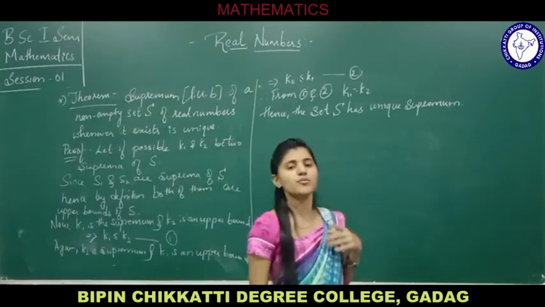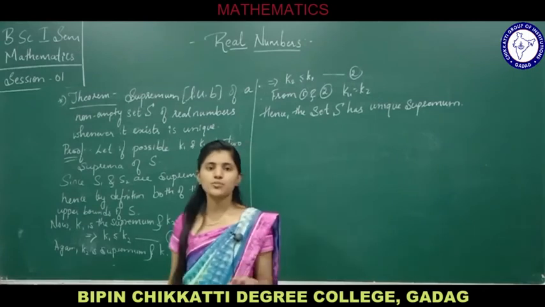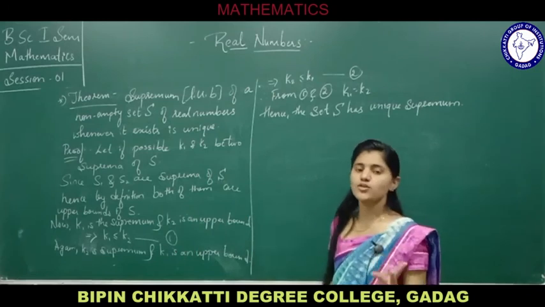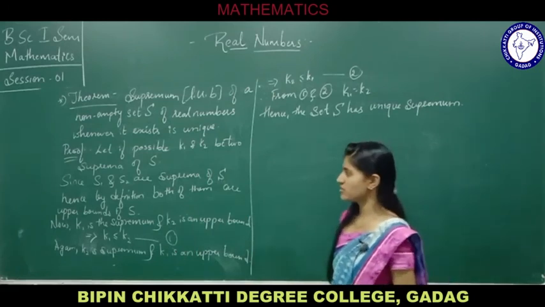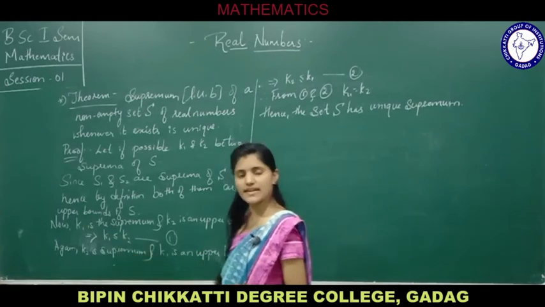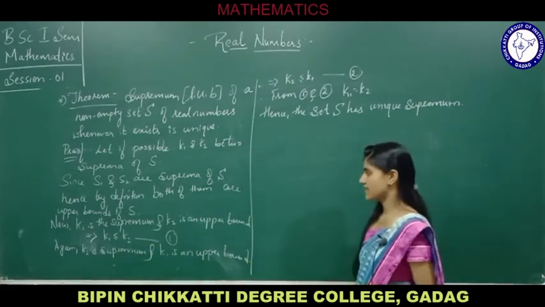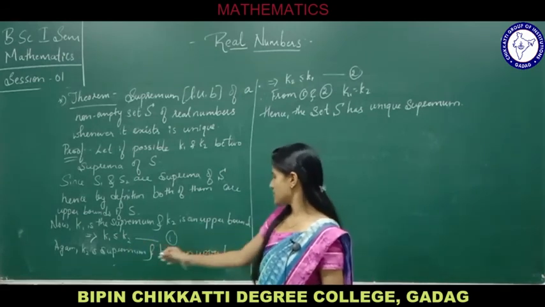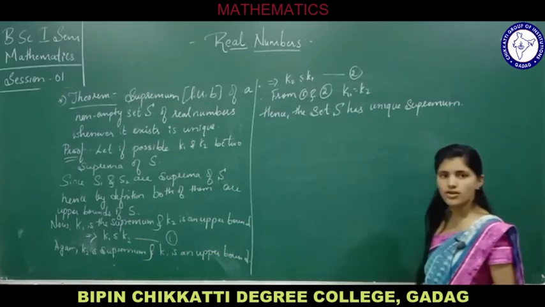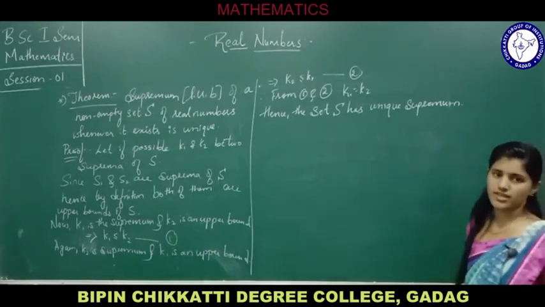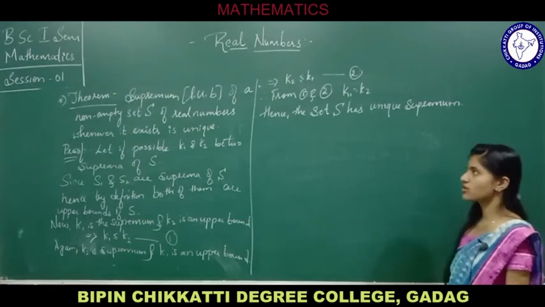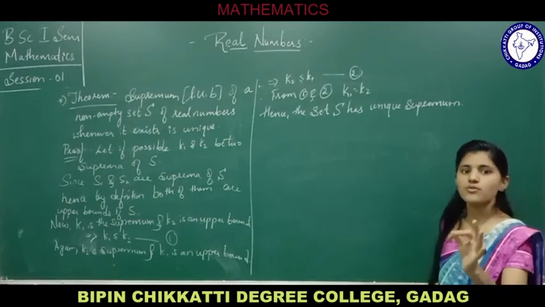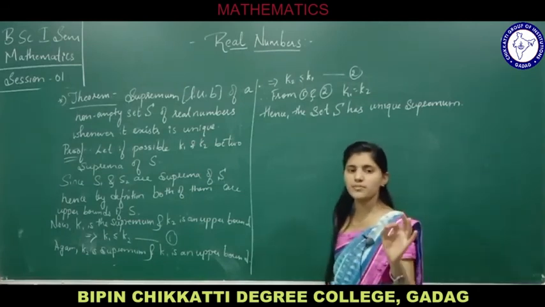We were supposed to prove that the supremum, that is the least upper bound of any set, is unique. There will not be more than one supremum. To prove that, if possible, we considered two suprema. By definition, we took K1 as supremum and K2 as upper bound and got K1 less than or equal to K2. Again, with K2 as supremum and K1 as an upper bound, we got K2 less than or equal to K1. From 1 and 2 we got K1 equals K2. That is, the supremum is unique.